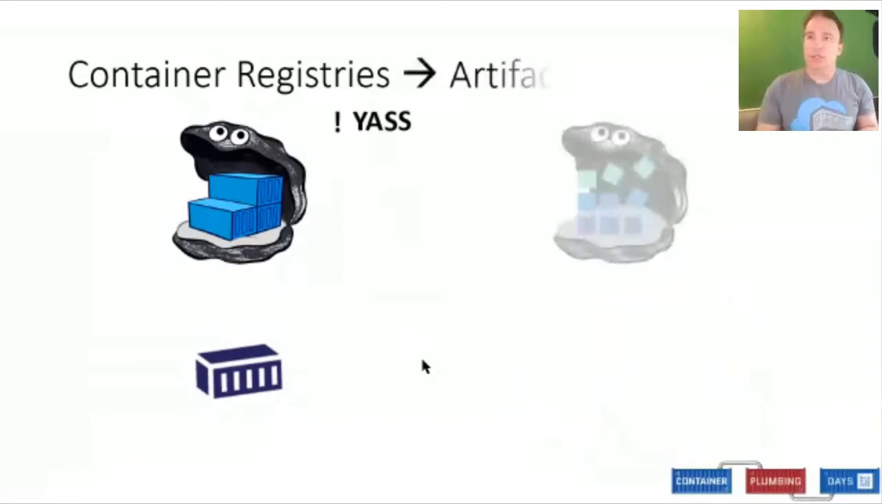So this was the change. The change is fairly minimal. We'll go into the details of it, but basically registries now can store all different artifact types, including container images.